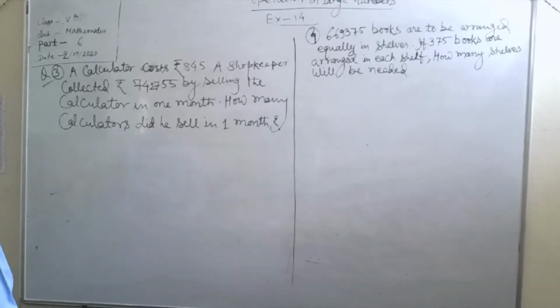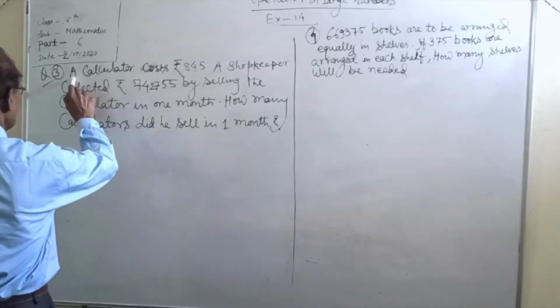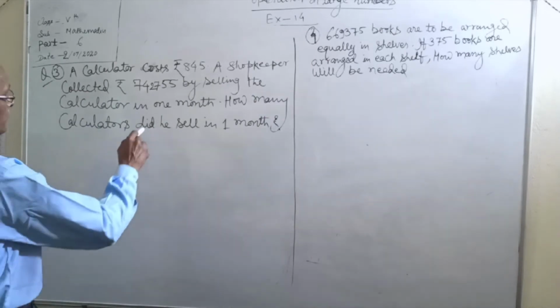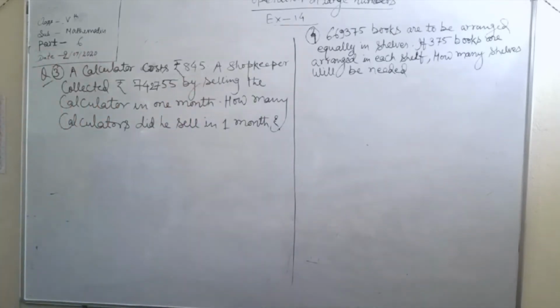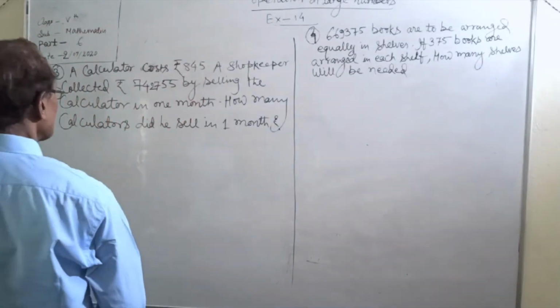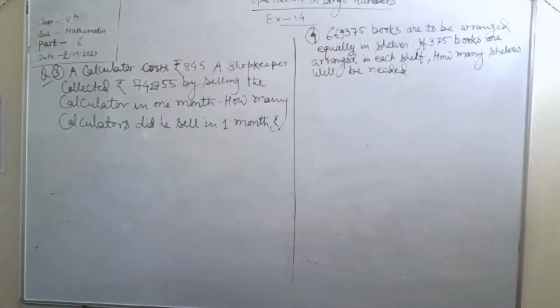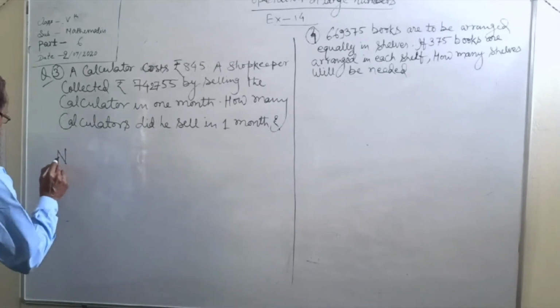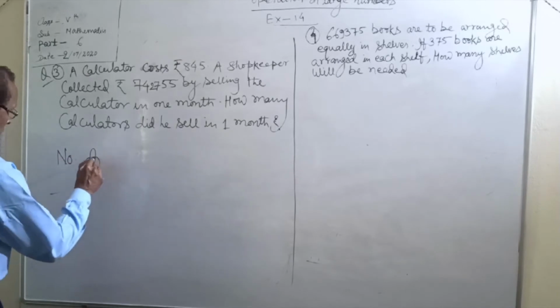Just exactly follow the unitary method. First is the number of calculators, and second one is the cost. In this process, you have to keep in mind what you want to find out. You want to find out the number of calculators. So put the number of calculators on the right side in the statement, and rupees part on the left side, and you have to follow this process.